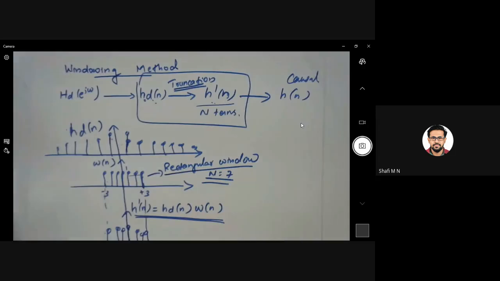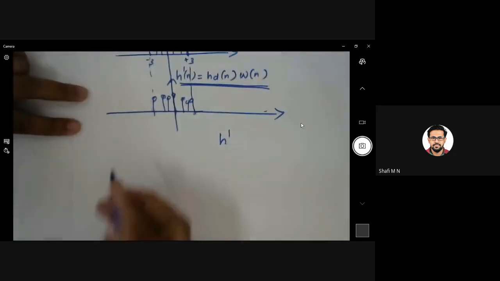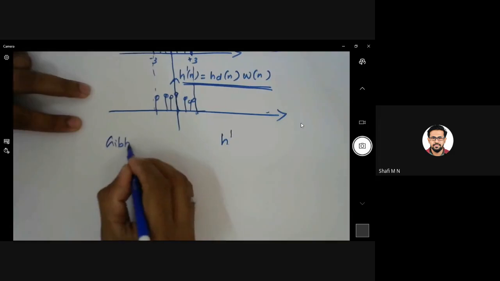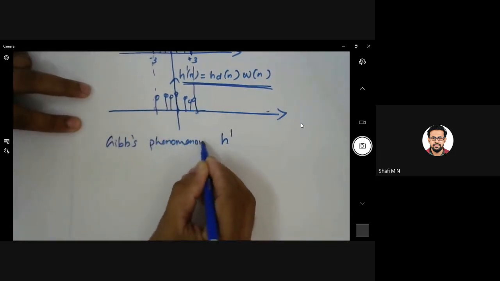Let us see what the drawback of this is. You can note down the necessary points. I'm going to make the next heading called Gibbs Phenomenon. Gibbs Phenomenon. Okay.